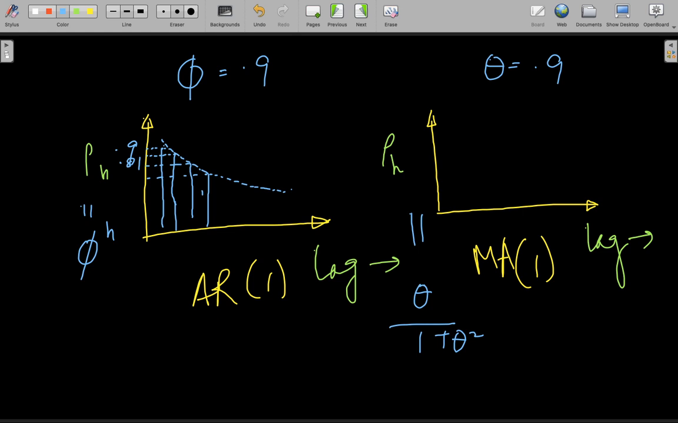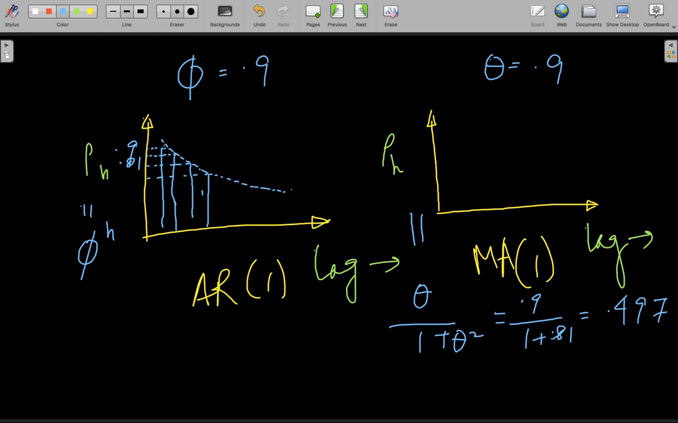Now for h equal to 1, I get this value. If I have 0.9, what I get here is 0.9 by 1.81, right? 0.81, so which means almost like slightly less than 50%, something like 0.49, 0.497, something like that will come up. Okay, you do the maths. So that's the value you get. That's the only value you get.